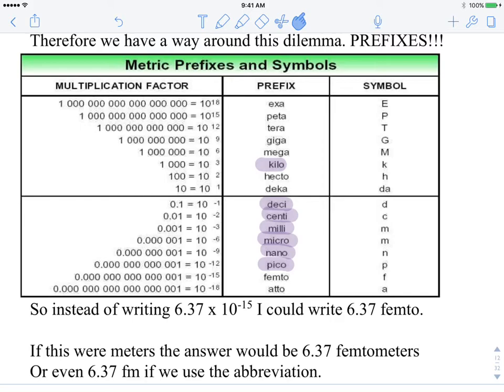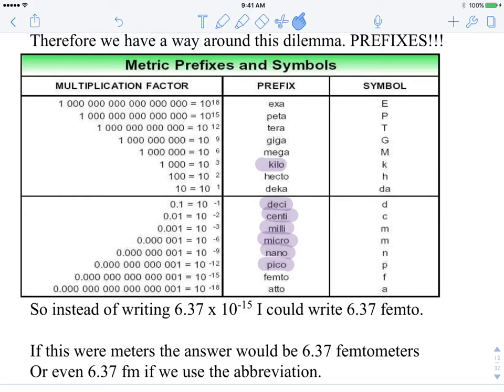We do not use the English units. However, in everyday life, we use English units. These include things like gallons, ounces, pounds. So we need to be able to convert between the English unit and the metric unit, and we're going to get to that. These are the metric prefixes.